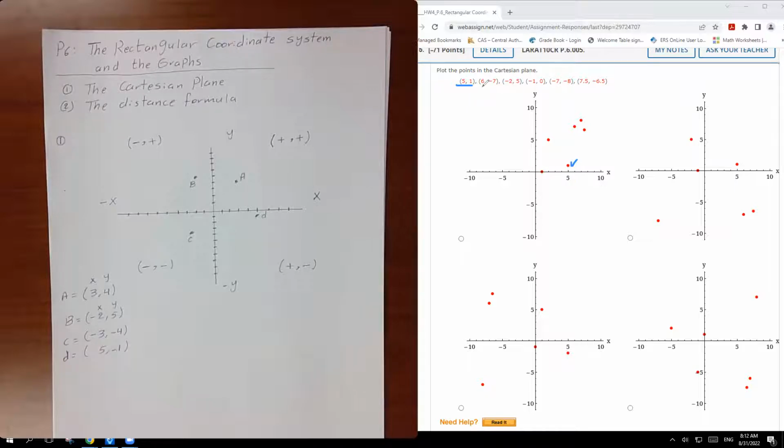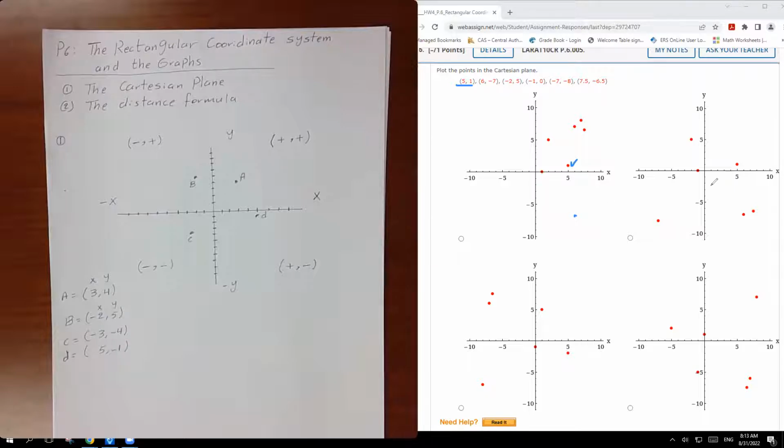Let's check the second one. X is 6, and Y is -7. That means here's X 6, Y is -7. So the location is supposed to be 5, 6, 7. So it's going to be here. The location for this point is supposed to be here. That means this one is wrong. You have to look to another graph.